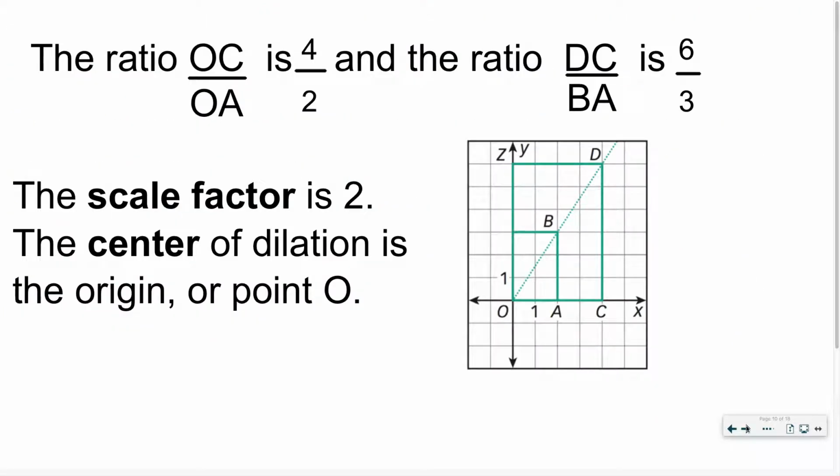So the scale factor here, like I just mentioned, of this image is 2 because the ratio of this new length of 4 compared to the original length of 2, and the ratio of this new length of 6 and the original length of 3, the ratio there is 2. The center of dilation, that point that didn't change, was that point O. It was still in the same spot.